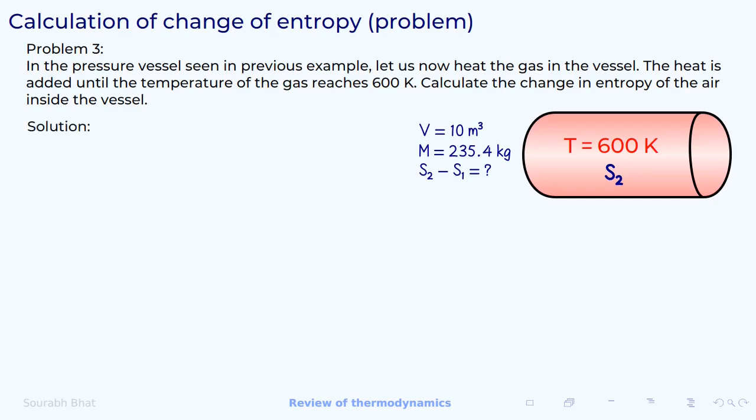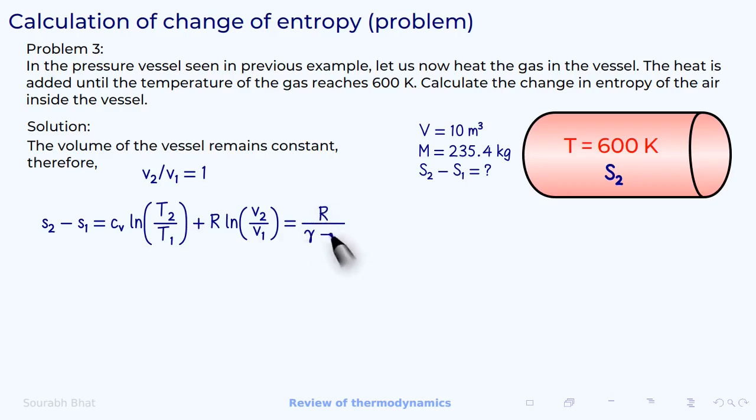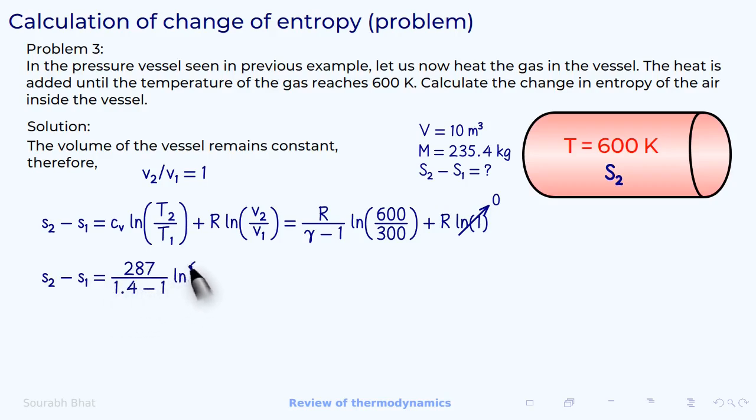As the volume of the vessel is not changing, V2 by V1 is equal to 1. We have the equation to compute the change in entropy using the ratios of temperatures and specific volumes. However, since the volume is constant, the second term is 0. Substituting in the values of air properties and temperatures, we can compute the change of specific entropy as 497.3 joules per kg Kelvin.